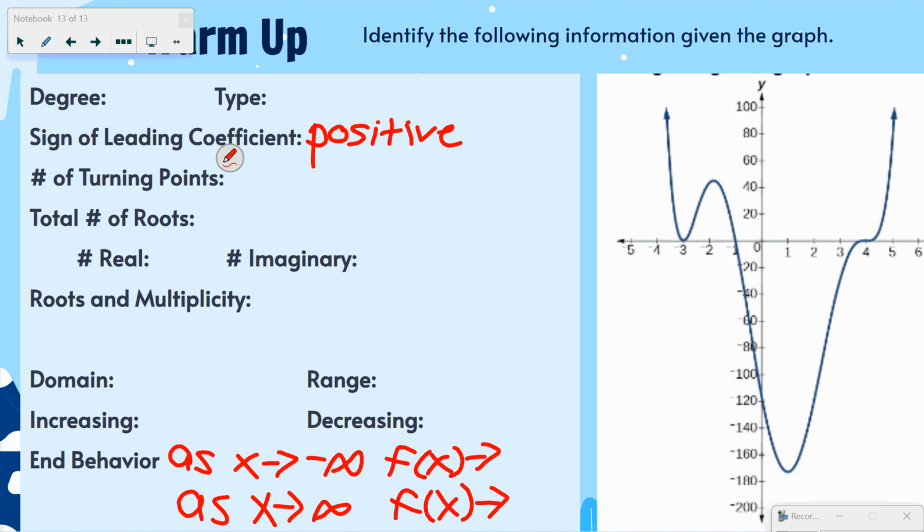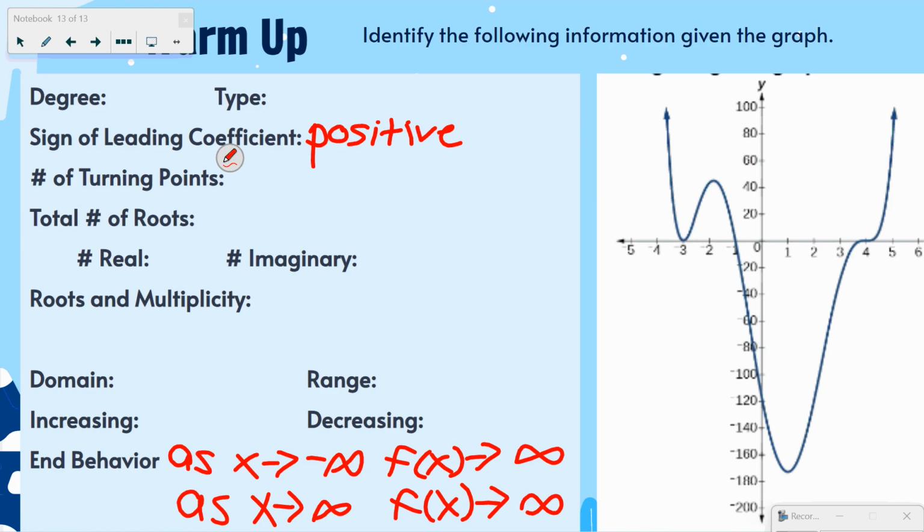This side's positive. Morgan said they're both going up, which talks about my end behavior. So both my ends are going to where? Infinity. Great. Positive infinity. So look, if that's all you recognized, you got like 3 things done. That's great. What else might you have recognized?